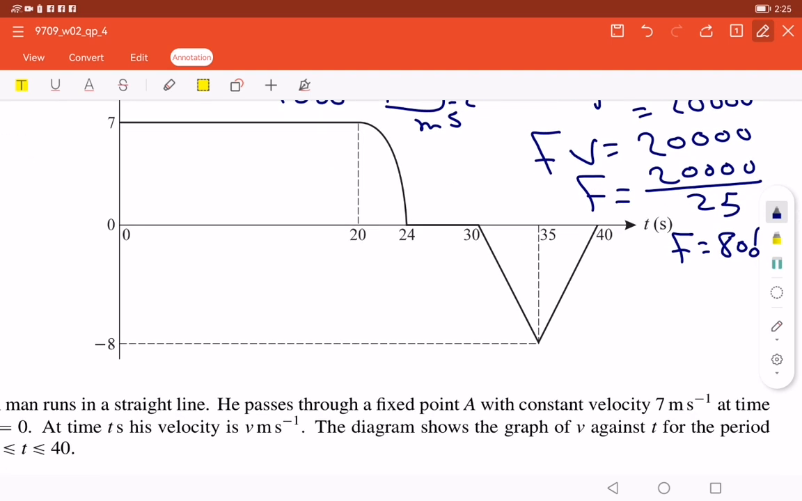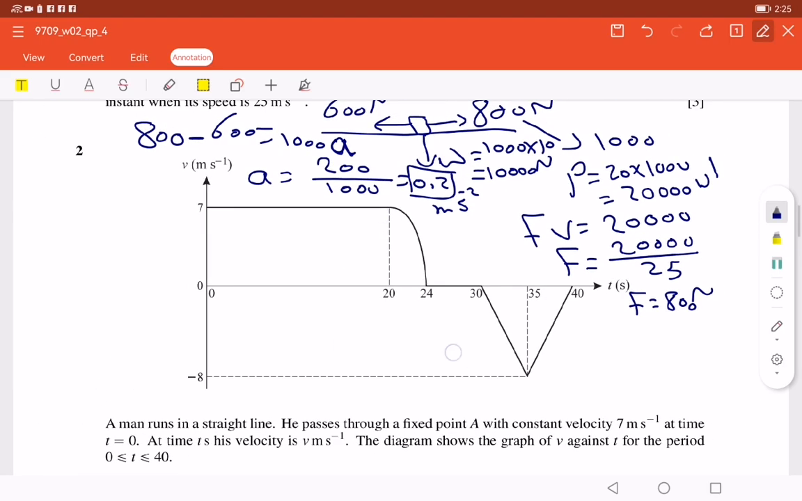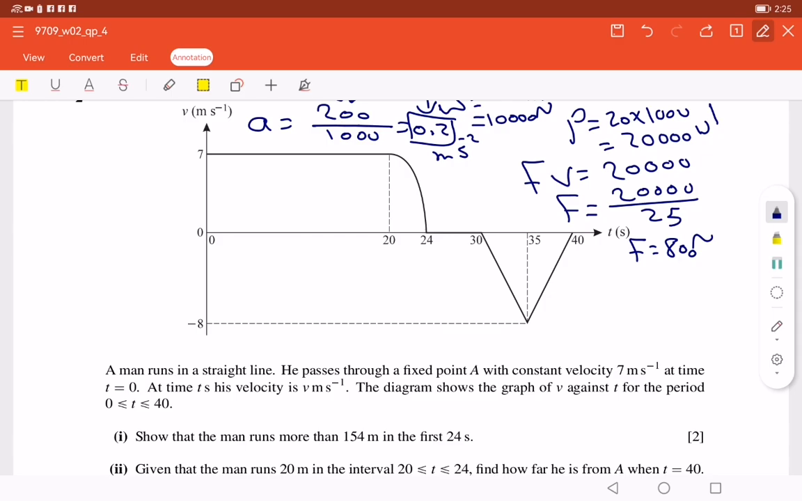The next is question number 2. We have the velocity-time graph. All of us know that from this graph, we can find the covered distance when you calculate the area under the graph. Look here, the maximum velocity is 7, and the interval of time starts from 0 to 40 from the graph.